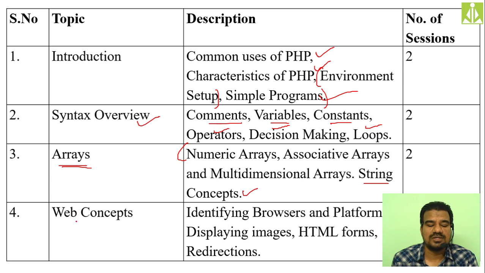Quickly we are going for web concepts. We'll start the web concepts from the 4th chapter onwards, and over there we will see how to identify the browser and platform. Whatever browser you are using, it has to be identified by the scripting language, and the platform must also be identified by the scripting language. So how to do that, and how we can display simple images by doing some server-side scripting, and how we can create HTML forms, and using those HTML forms how we can do the redirection. Everything we will discuss in the 4th chapter, that is web concepts.